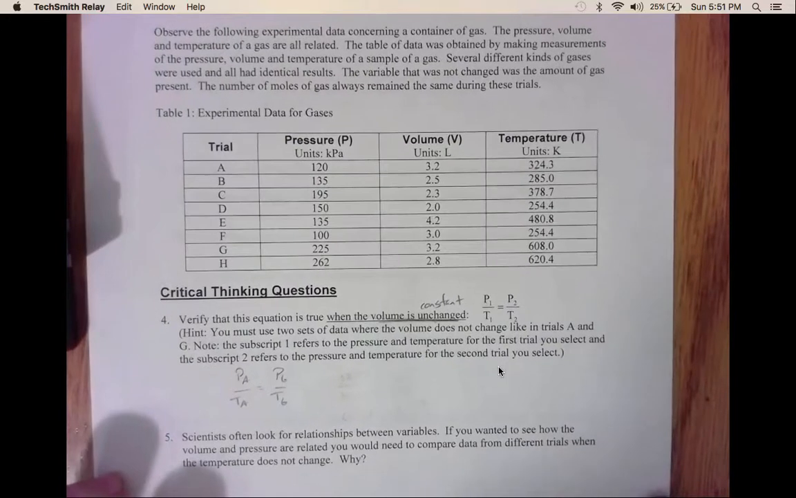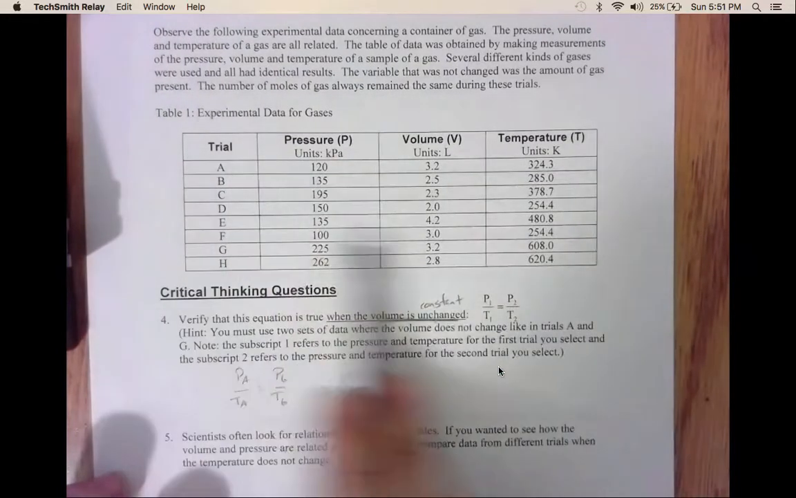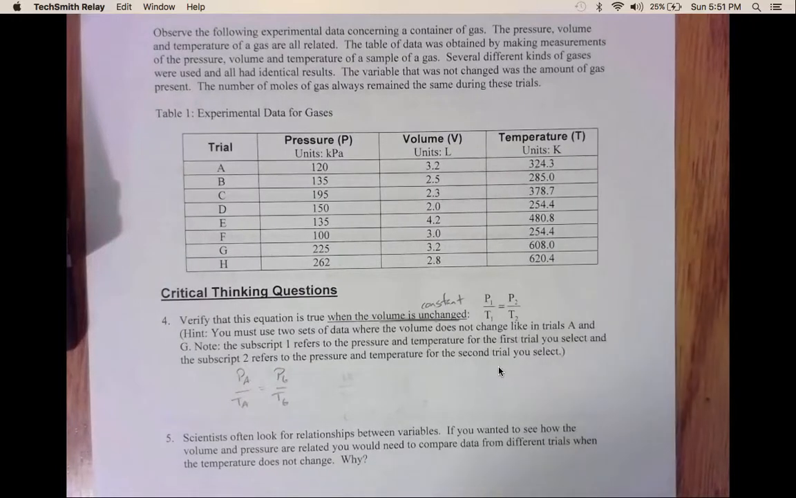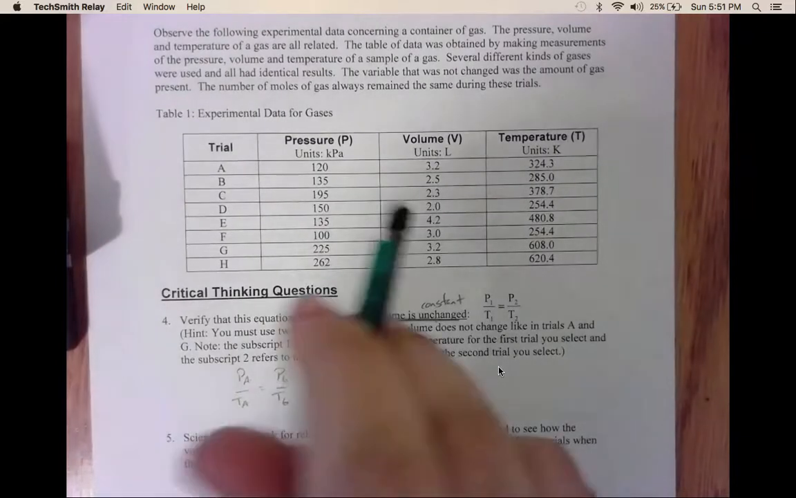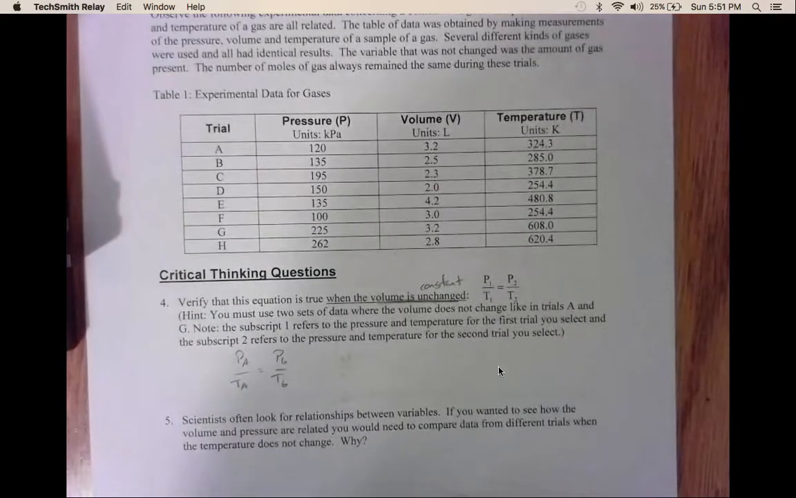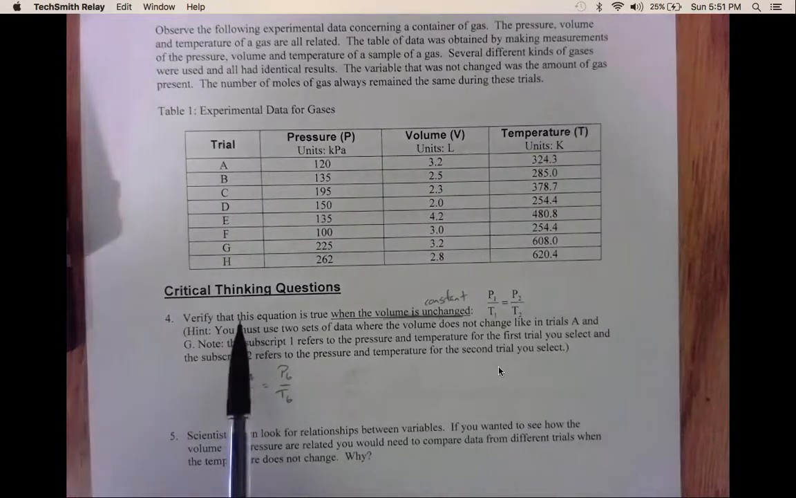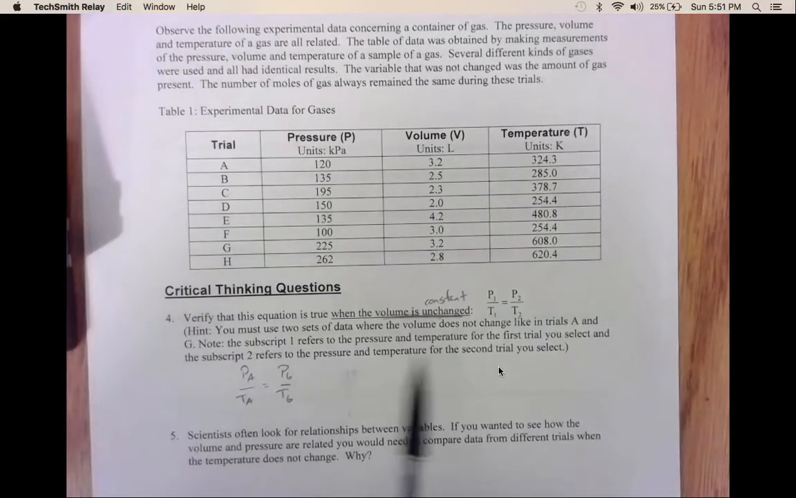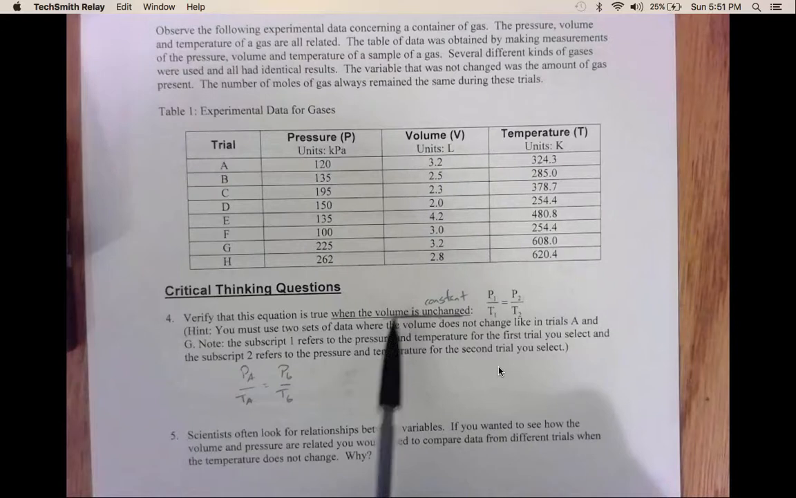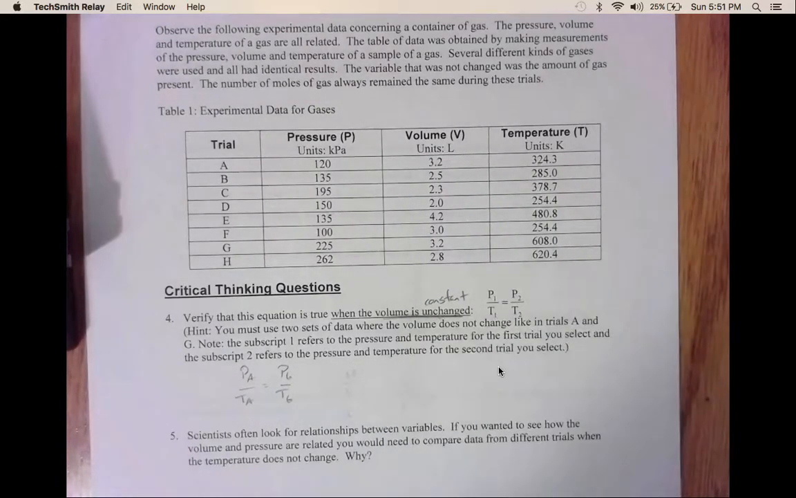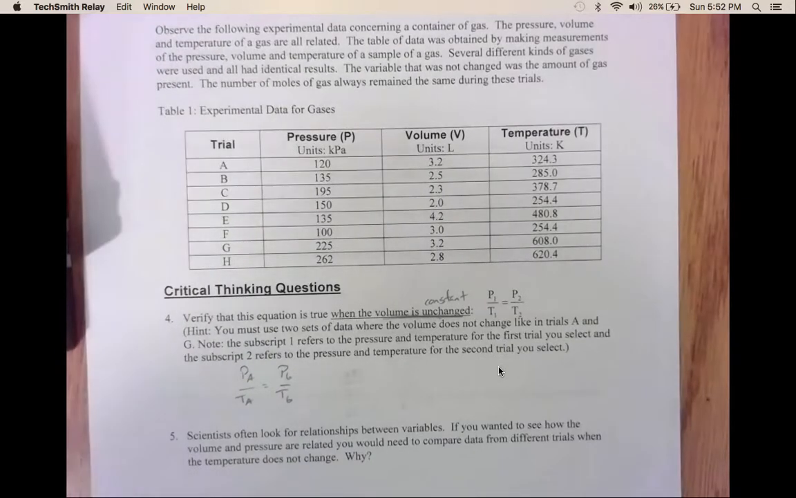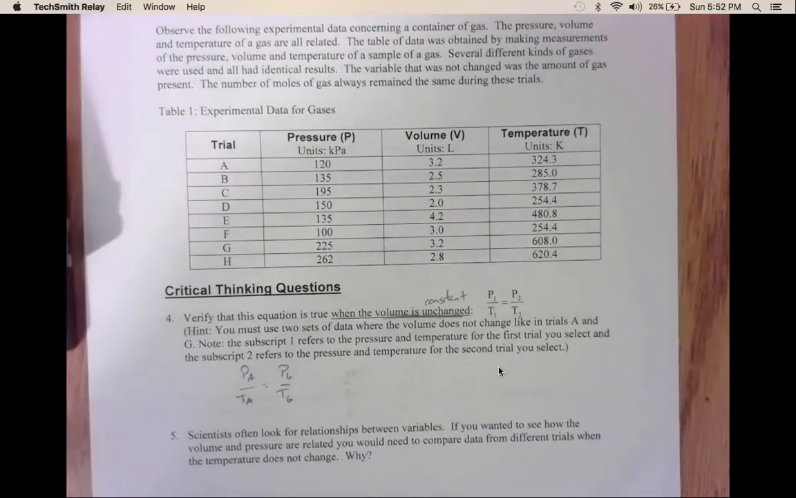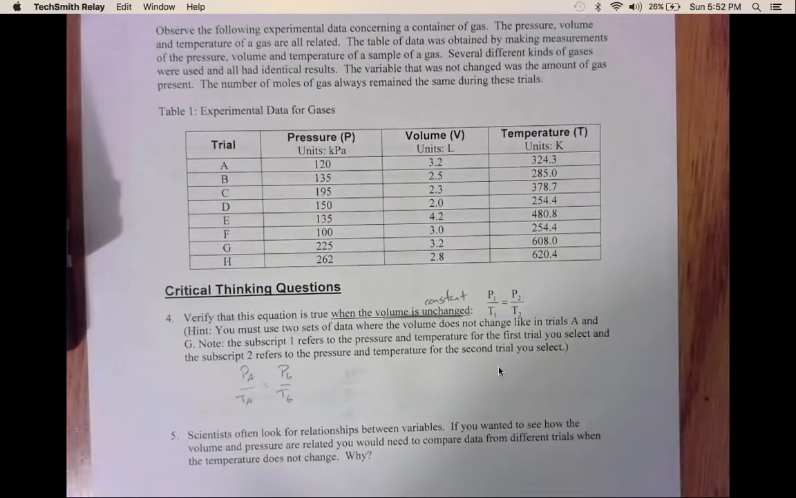Question 4. We are using this data to answer questions 4, 5, 6, 7, maybe 8 and 9. I'm not sure how far it goes, but we are using this data for a while. For question 4, we need to verify that the equation they give us is true when the volume is unchanged or constant. What I'm about to tell you will be really helpful when you're thinking about question 5. It is in your best interest to pause, read question 5, so you can get the answer to that and you won't have to scroll back or rewind to find it.